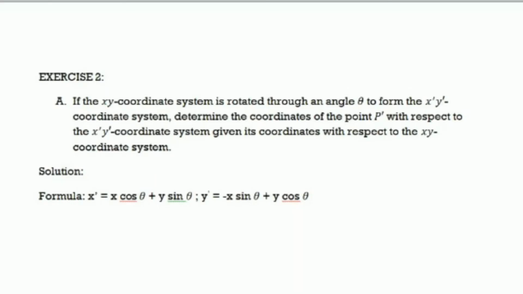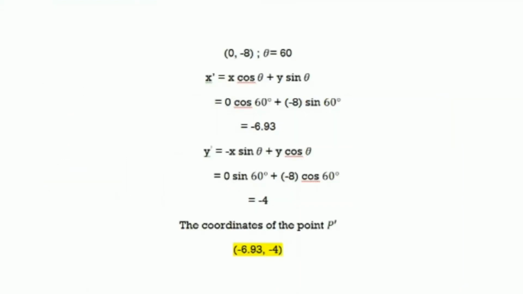For exercise number 2, we need to locate the new coordinates if it is rotated by the given angle. The formula to find the new coordinates of P prime: for x prime, x prime is equal to x cosine theta plus y sine theta. Then for y prime, it is negative x sine theta plus y cosine theta. For number 1, we have the coordinates 0, negative 8 with an angle of 60 degrees. To find the new point, we will use the formula.